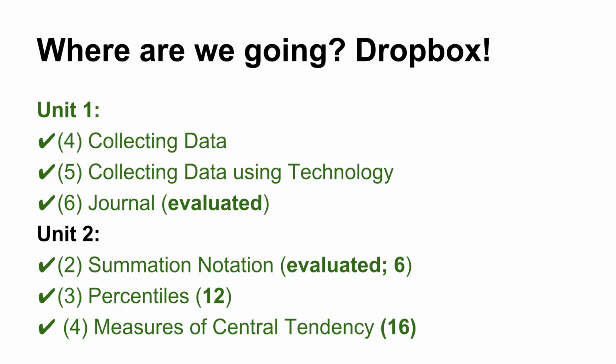So let's take a look at Dropbox assignments. There have been a few. So in Unit 1, there were 3, of which I only evaluated the last one, the journal. And in Unit 2, there are 3 that I certainly expect you to have completed by now. So the summation notation, percentiles, and the measures of central tendency.